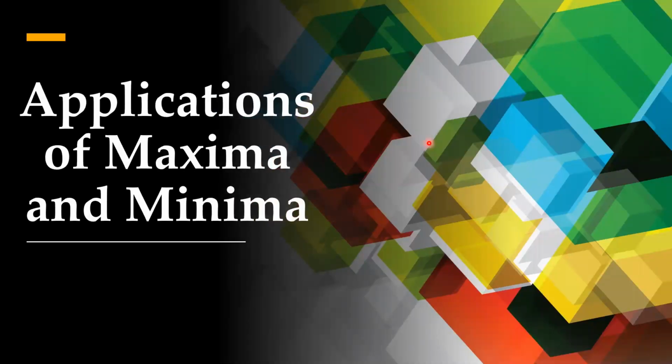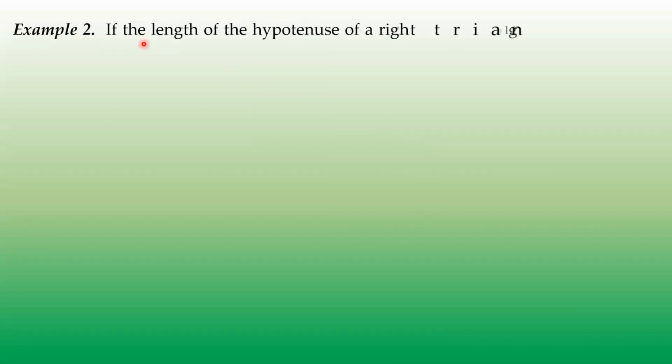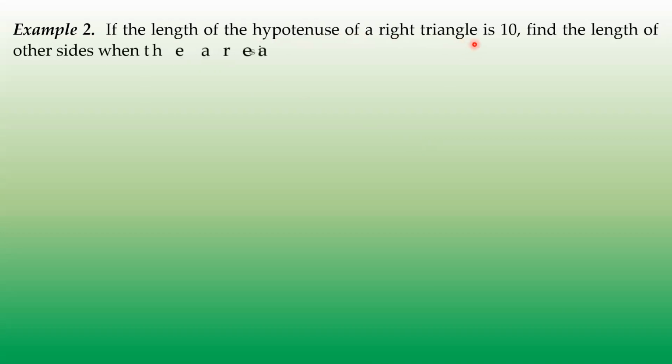Again, we have the applications of maxima and minima. This is part 2. So we have example number 2. If the length of the hypotenuse of a right triangle is 10, we're going to find the length of the other sides when the area is a maximum. So, okay, we have step number 1.